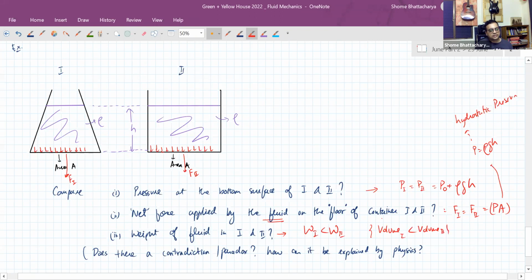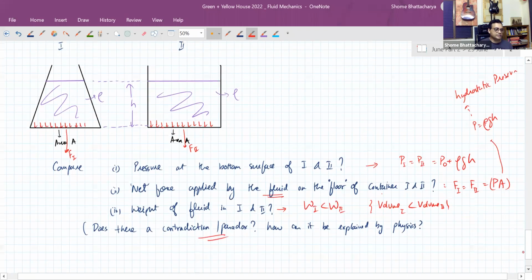So then you think that there is in fact a contradiction. If the weights are different, how can the force at the bottom be the same? Okay. So there is a very nice explanation for that. Just try to figure it out. I'll tell it to you in a bit. So how do you explain this difference? Okay. So that's the thing.